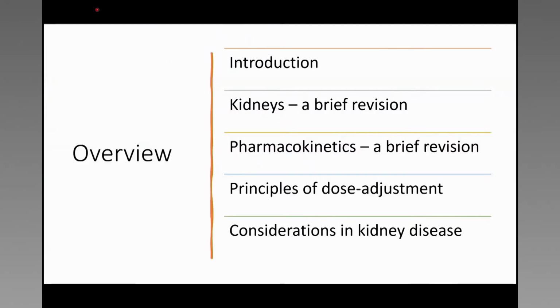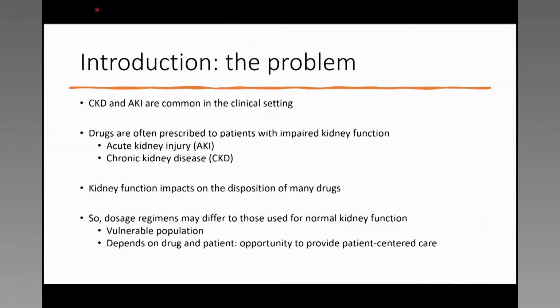By way of overview, these are the topics that we'll be covering today for the first part of this session. So first of all, what is the problem? Well, we know that chronic kidney disease and acute kidney injury are relatively common conditions, particularly for those of you who work in acute care settings such as a hospital. And we also know that drugs are regularly prescribed to patients with impaired kidney function.